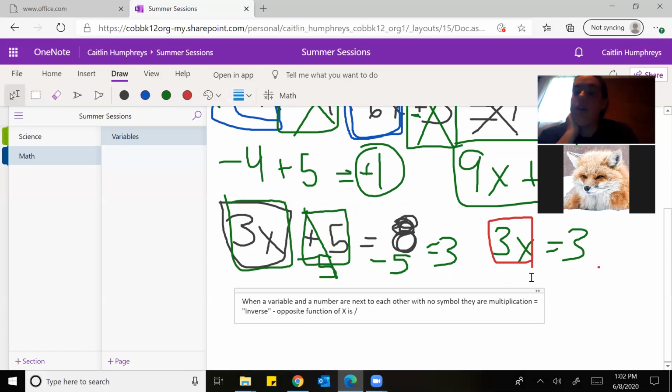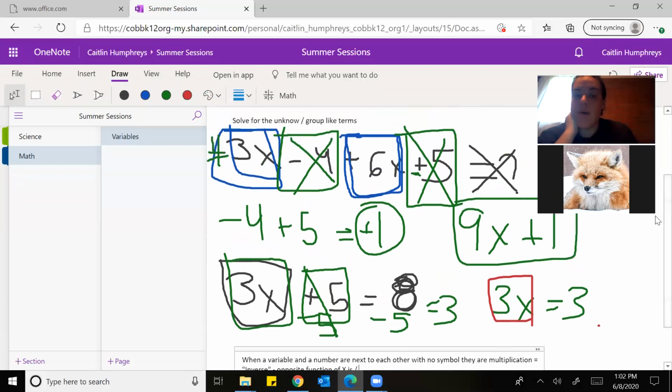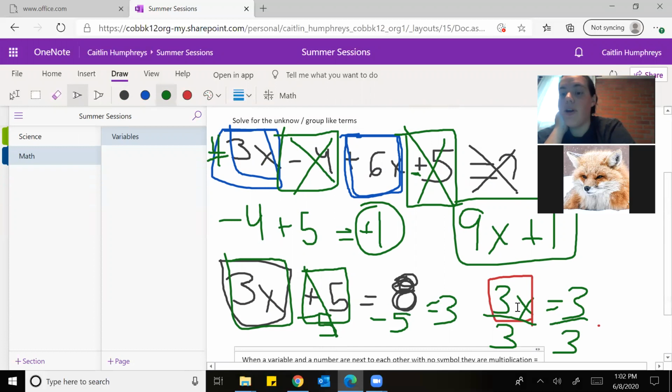Okay, so if I am going to do the opposite, remember positive 5, the opposite was negative 5. I brought negative 5 over here. The opposite of multiplication is division. So what I'm going to do is divide by 3 over here and divide by 3 over here.